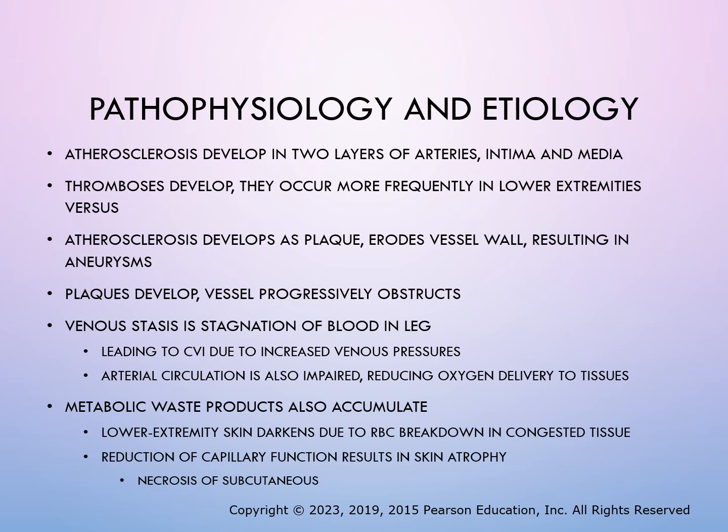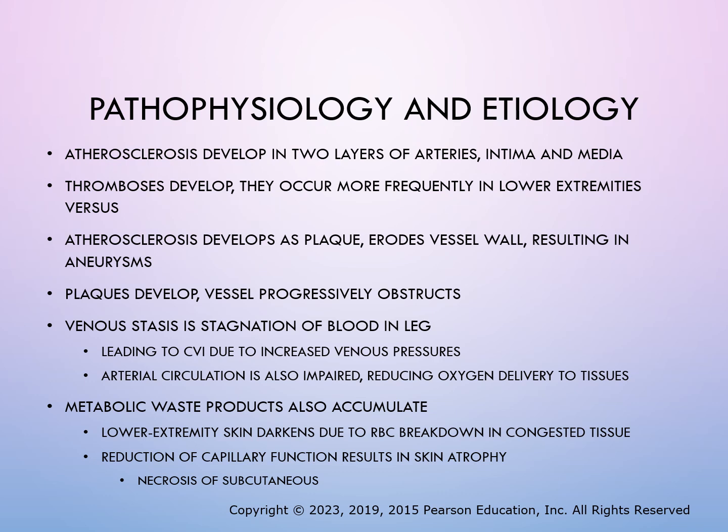Symptoms emerge when 60% of venous flow is interrupted. And then you have venous stasis, which is the stagnation of blood in the leg leading to CVI. And again, that's chronic venous insufficiency due to increased venous pressures. As venous pressures increase, the arterial circulation is also impaired, reducing oxygen delivery to tissues.